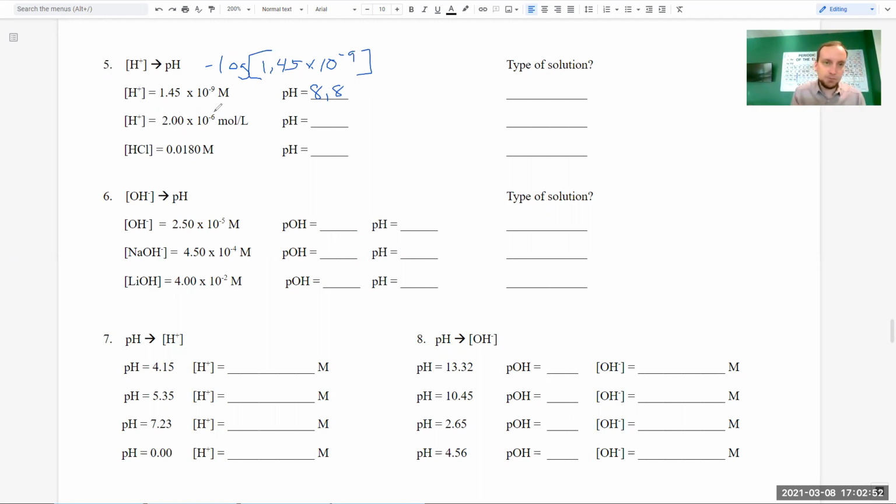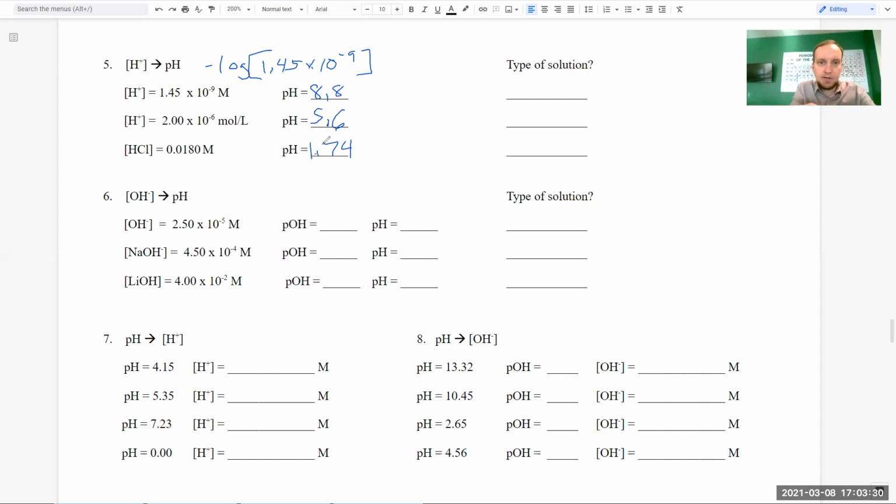So let's go ahead and try that out. So we'll do negative log of 2.00 second E -6, close my parentheses, and I get 5.6. So that's not too bad. This one again would be basically 1.8 times 10 to the -2, or I'm just going to type it in as is, negative log 0.0180, and I get 1.74 for my pH.